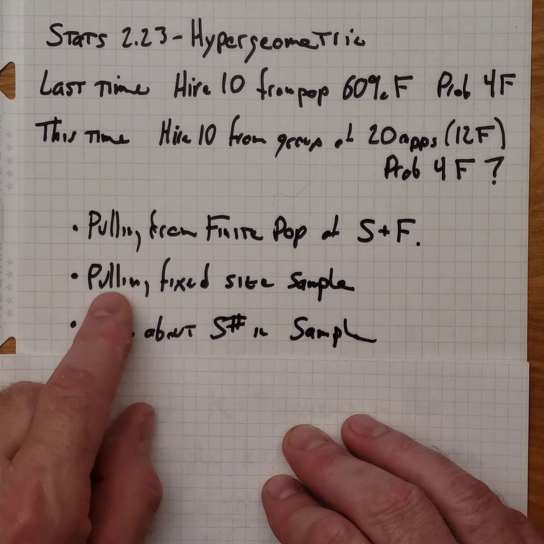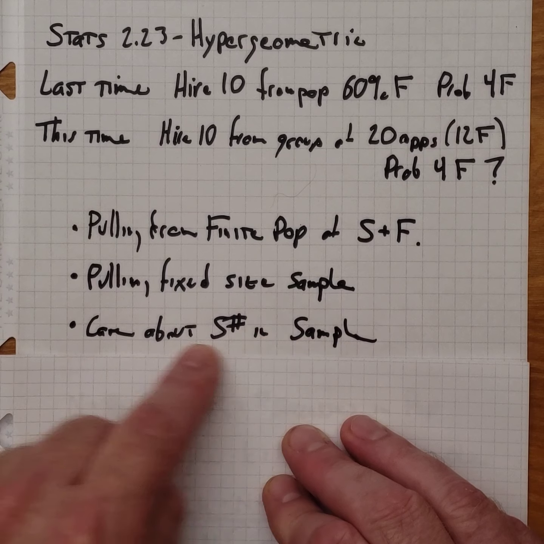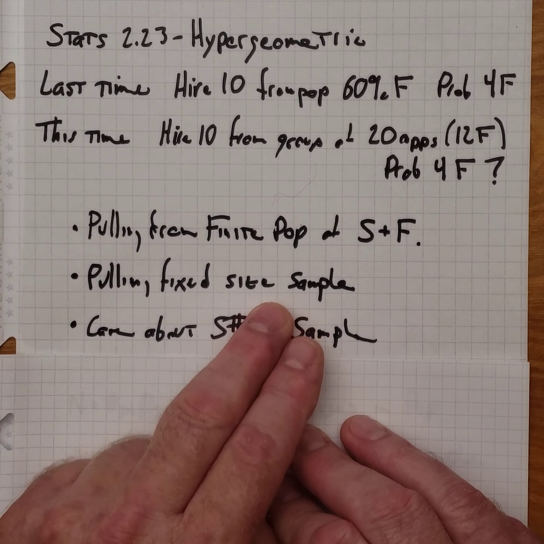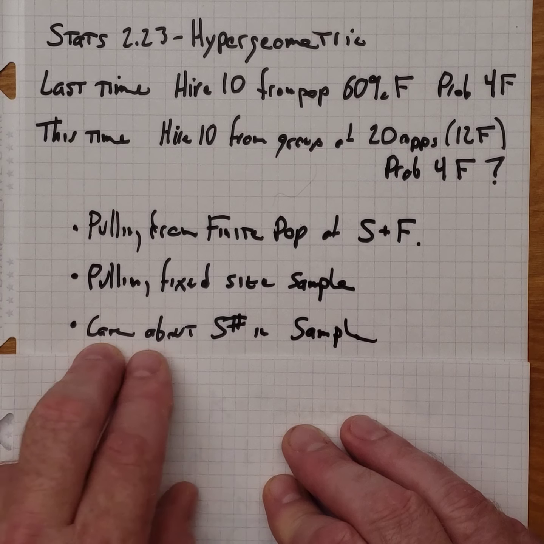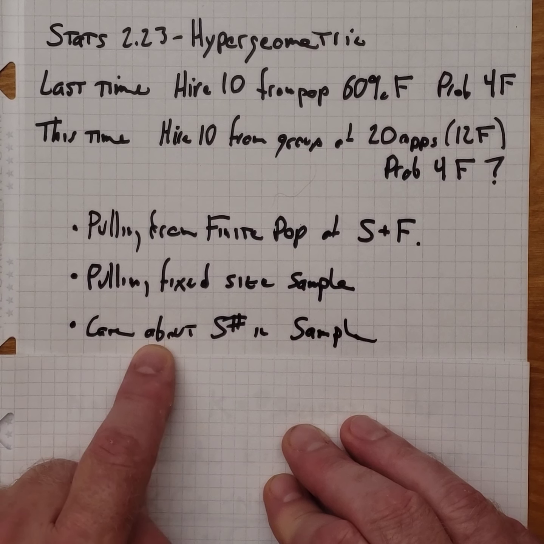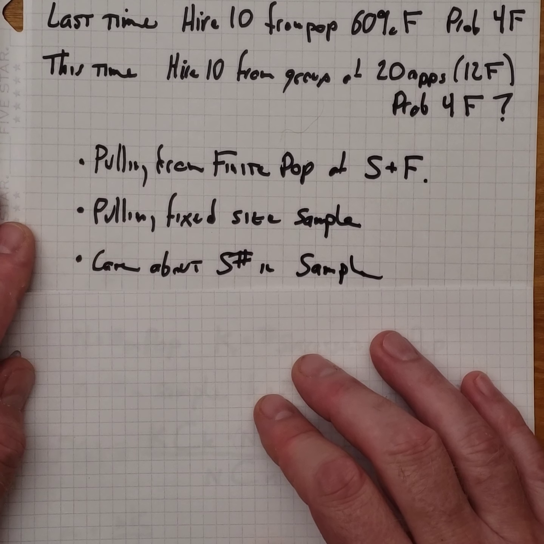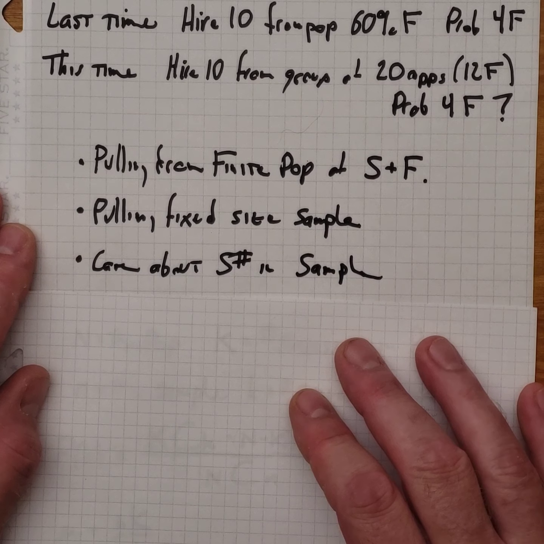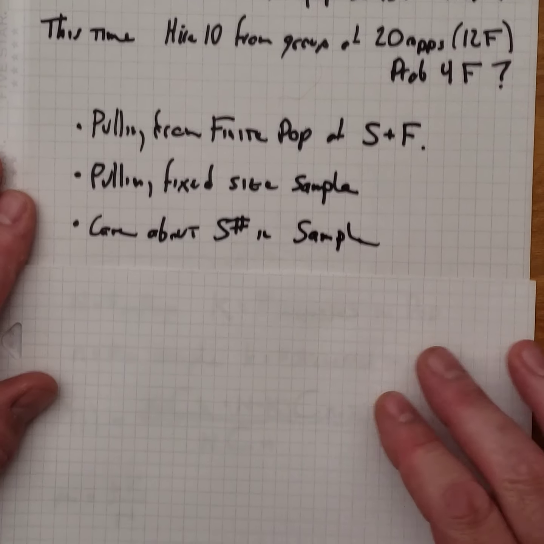All right, so this part's the same, where we're pulling a fixed sample size. This part's the same as when we're doing binomial distribution. And we care about the number of successes in the sample. That's also the same. The difference here is that the math's going to be a little bit uglier. It's not going to be really that bad. It's going to be ugly to look at, but it's not going to be difficult to do. So don't be frustrated by this up front.